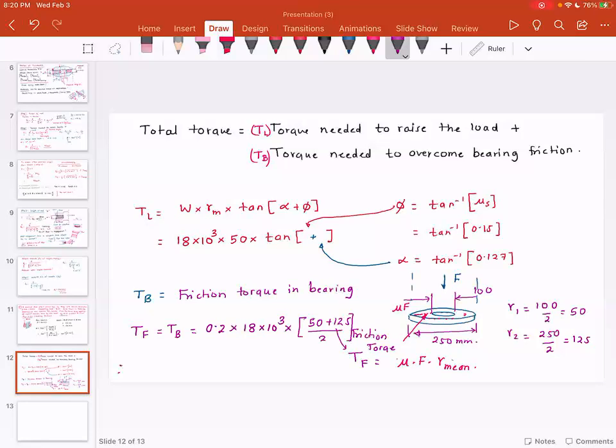And the total torque is TL plus TB, which is about 570 Newton meter. And I would encourage you to substitute the actual values and find out the values of the torque.